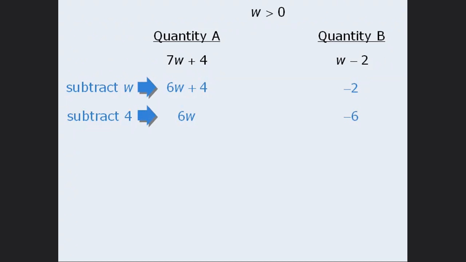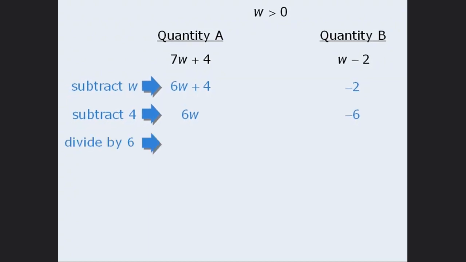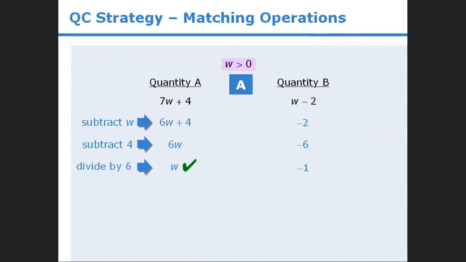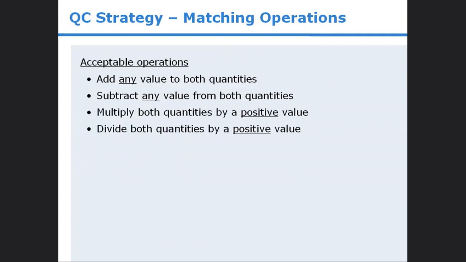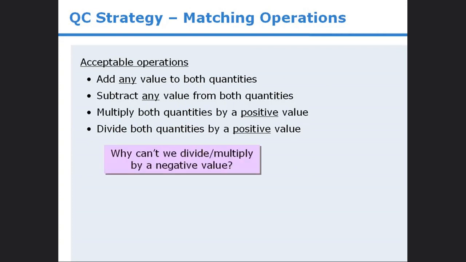At this point, the variable is on one side and the constant term is on the other side. From here, we can simplify matters even further by dividing both quantities by 6 to get the following. At this point, it's very easy to compare the two quantities. Since the given information tells us that w is greater than 0, we know that w is positive. As such, w must be greater than negative 1, which means the correct answer here is A. As you can see, we were able to solve this question by performing a combination of these acceptable operations on both quantities. Now, when it comes to acceptable operations, you may be wondering why we can't divide or multiply both quantities by a negative value.